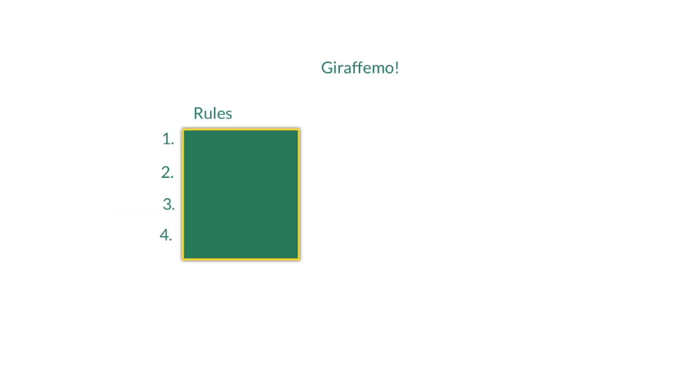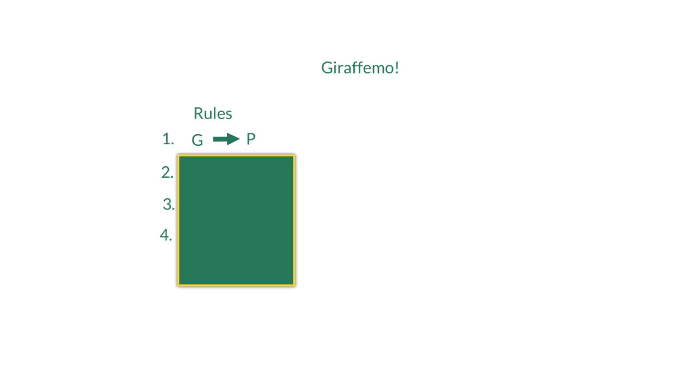Now we're going to solve the game Giraffemo. So we've been given a series of conditional statements. For this game, these are going to act as our rules. So the first one is that if one purchases a giraffe, it will require a popsicle. In other words, purchasing a giraffe is sufficient to tell us that we're going to have to get the giraffe a popsicle. G is sufficient for P.